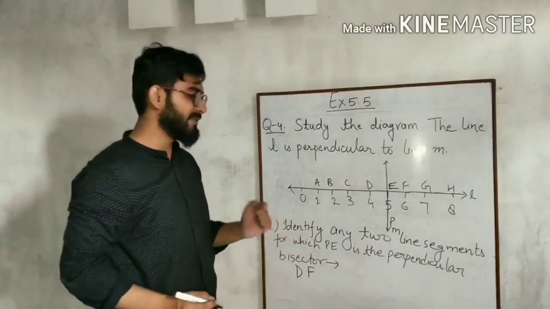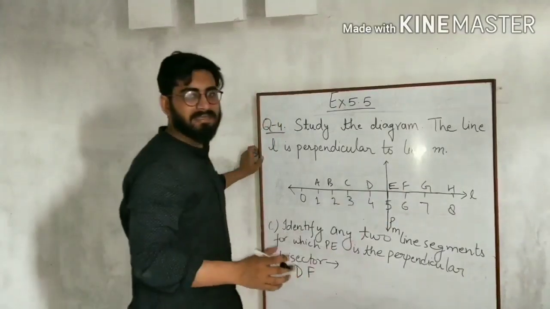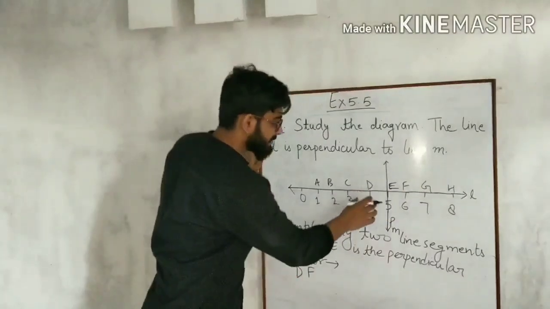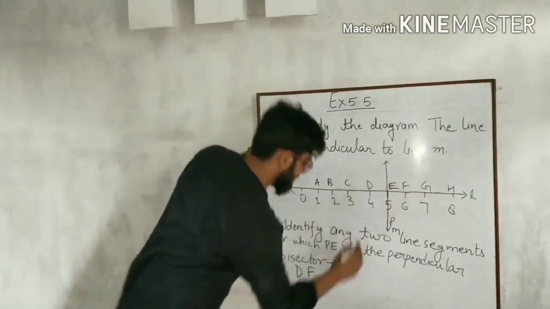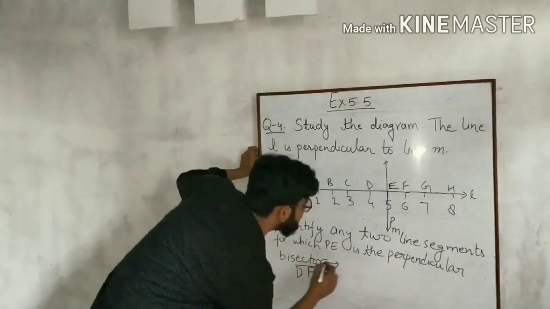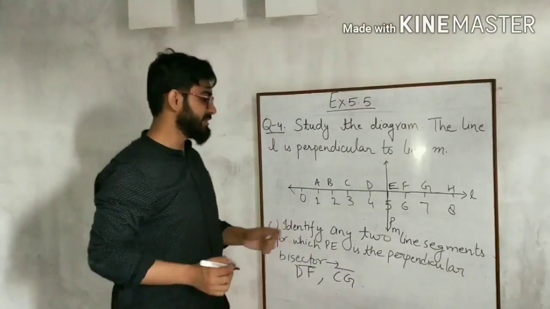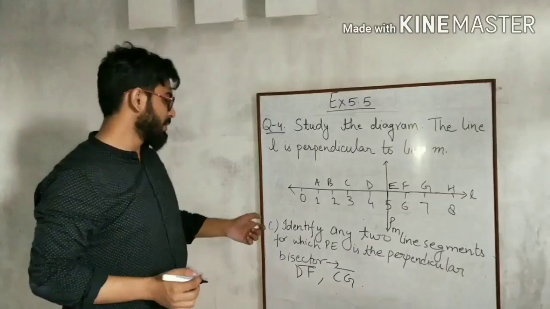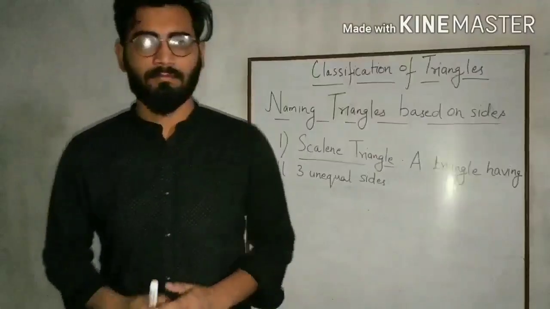Then we have to identify one more line segment. So we can see CG also. CG is also bisected by PE because PE divides CG into 2 equal parts, that is CE and EG. So one is DF and another one is CG. Okay. So these are the two line segments for which PE is the perpendicular bisector.